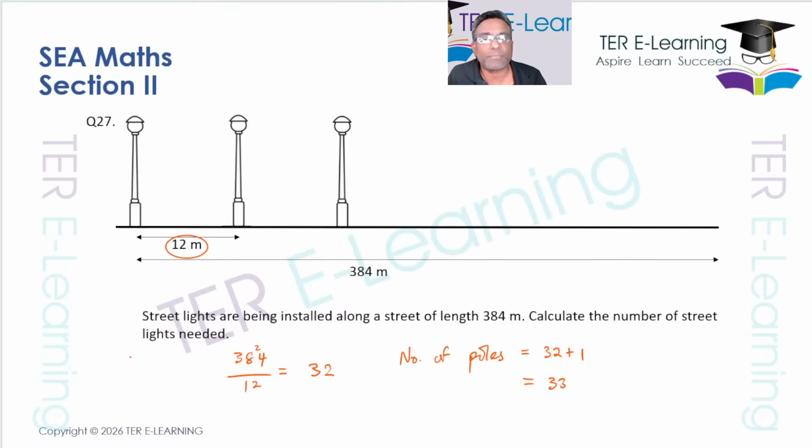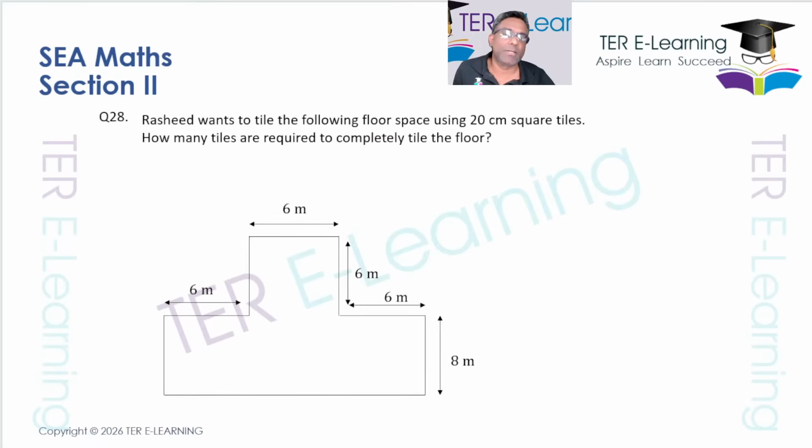All right. Question 28. Rashid wants to tile the following floor space using 20 cm square tiles. How many tiles are required to completely tile the floor? Now, there are 2 ways we can work this problem.